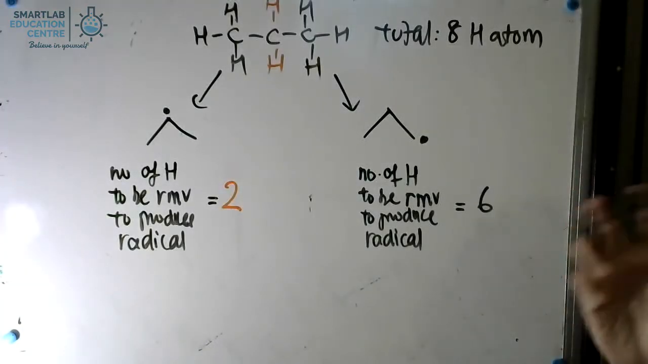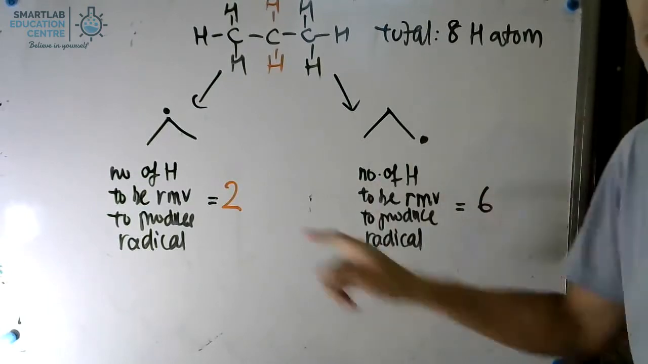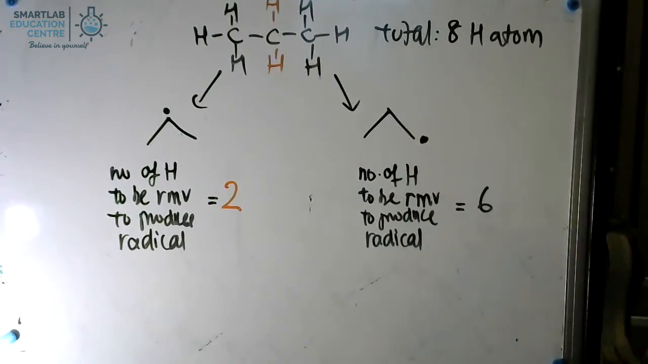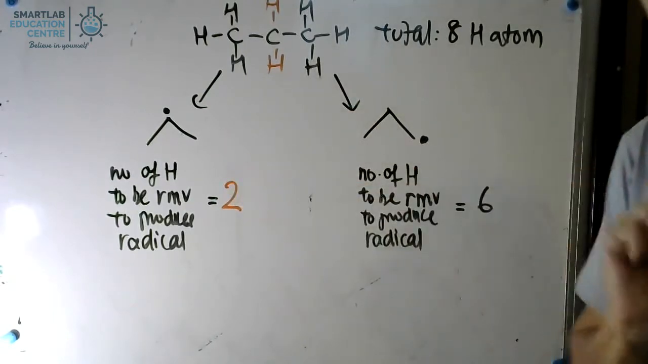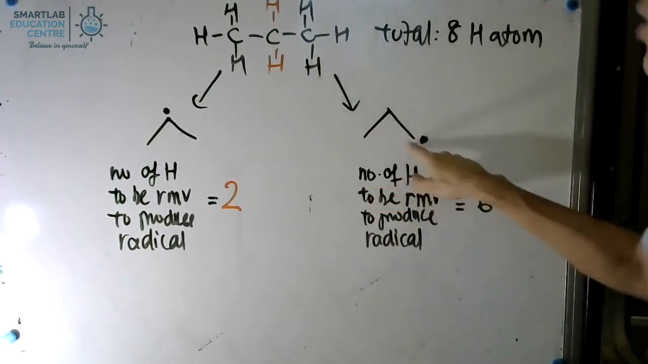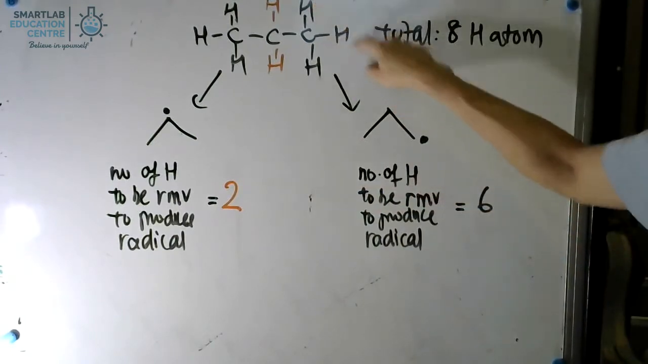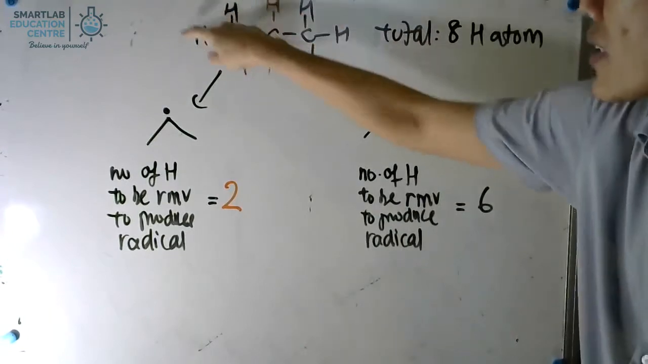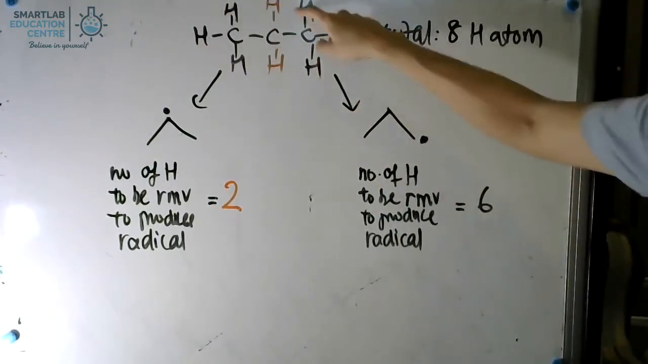Okay, let's take a look at what happens if you were to study the mono-substitution of propane. So this is a propane structure. If you look at the mono-substitution, we will produce only two possible radicals, either this or this. The reason is because if any of these 3 H is removed, you'll get this radical. Similarly, if you remove any of this hydrogen here, you will also get this radical.